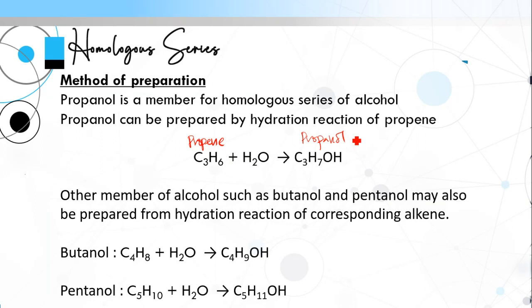Because we know that propanol can be prepared from alkene, it also means that butanol can be prepared from alkene as well, because butanol is also a member of alcohol. So butanol can be prepared from butene, and pentanol can be prepared from pentene. This is what I mean by being prepared through a similar method of preparation. Because they belong to the same homologous series, the preparation should be the same as well, right?